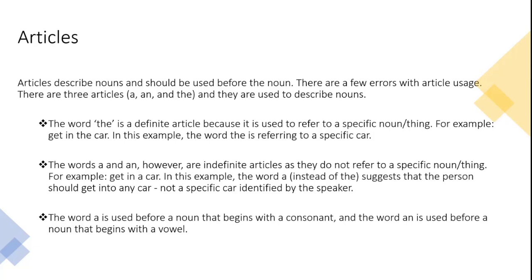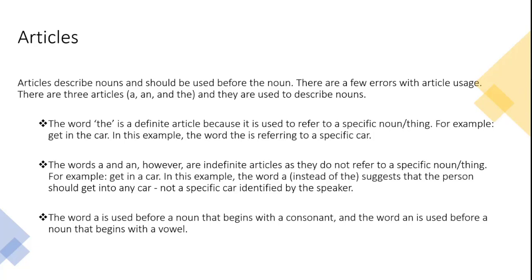Articles. Now we have 3 different articles in English, right? A, an, and the. So when do I use the? The is the definite article, usually used when you refer to a specific thing. So you know what that thing is already. Then you can use the, right? For example, get in the car. In this example, the word the is referring to a specific car.